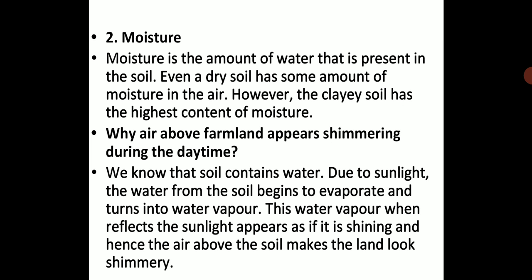And why does air above farmland appear shimmering during the daytime? Because we know that soil contains water, and due to the sunlight, the water from the soil begins to evaporate and turn into water vapor. When this water vapor gets reflected by the sunlight, it appears shiny, and hence the air above the soil makes the land look shimmery. So under this concept of moisture, you may have this kind of question where you should understand why the air above the farmland appears shimmering during the daytime.